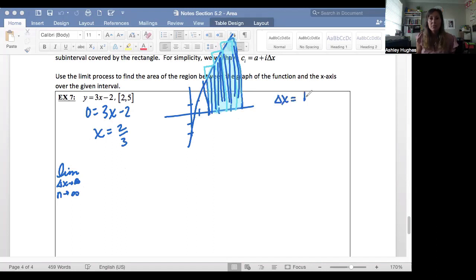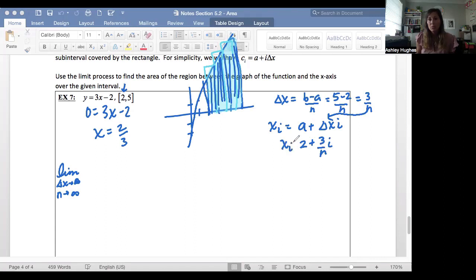So we're going to find our xi, our delta x, like always. Our delta x is b minus a divided by n. So 5 minus 2 divided by n, so it is 3 over n. Then you find your xi. Your x sub i is always a plus delta x times your i. So a is your first place you're starting, which in this case is 2. Your delta x is 3 over n, and then we have times i.